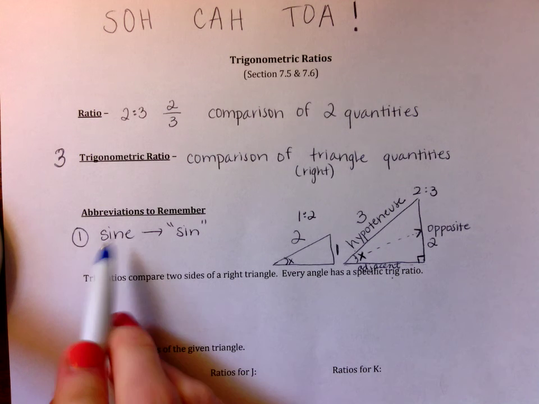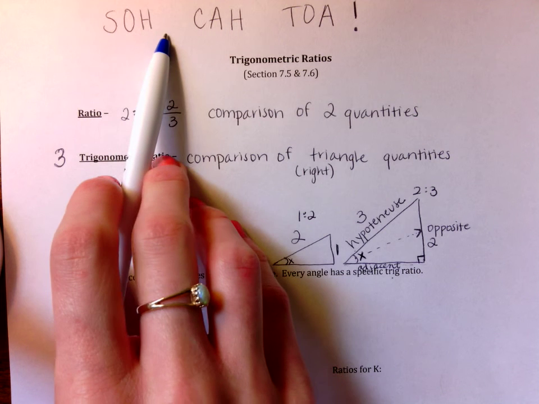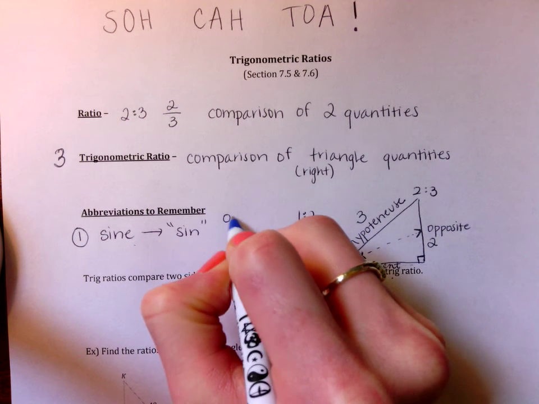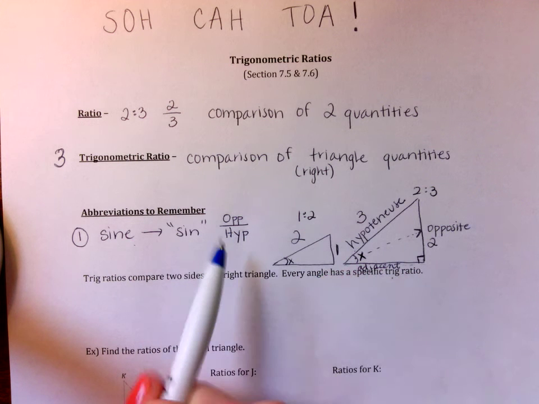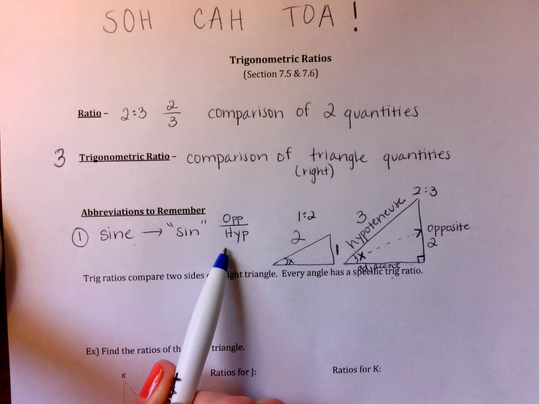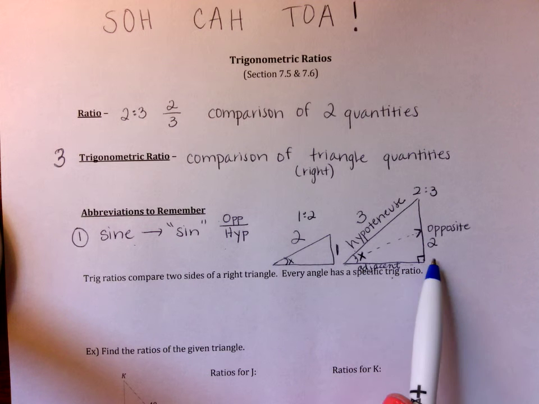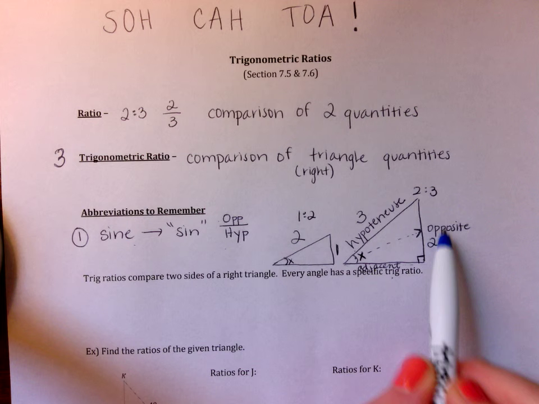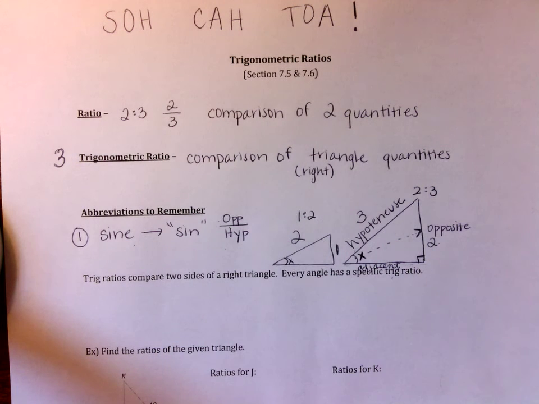All right, so going back to sine, up here we said SO, and that's to help you remember that sine is opposite over hypotenuse. So, S for sine, O for opposite, H for hypotenuse. In other words, in this triangle, our sine would be 2/3, or 2 for opposite, over 3.